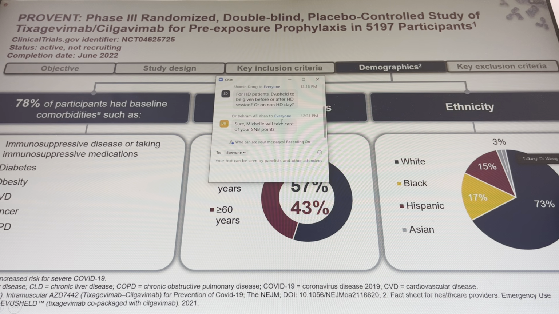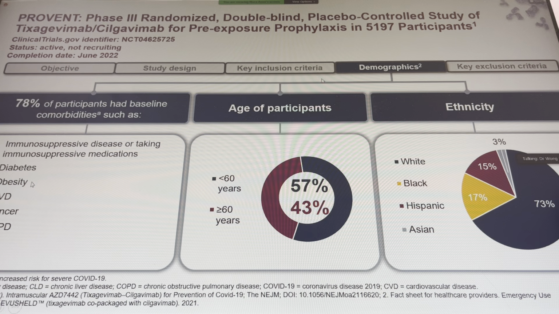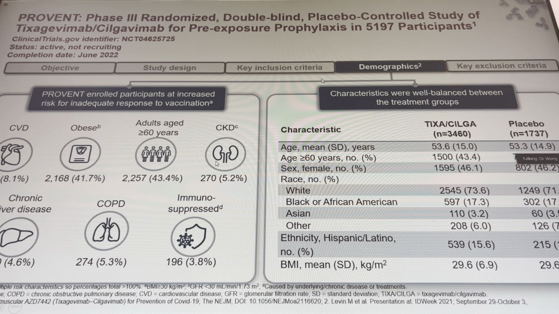78% of patients had baseline comorbidities like diabetes, obesity, which was quite important, cardiovascular disease, cancer, CKD, and chronic lung disease. All right. Next slide. Okay, so if you look at the patient characteristics, for CKD it was 5.2%, 43% I mentioned were more than 60 years of age. A fair proportion, 41%, were actually obese, and again, 3.8% were immunosuppressed.